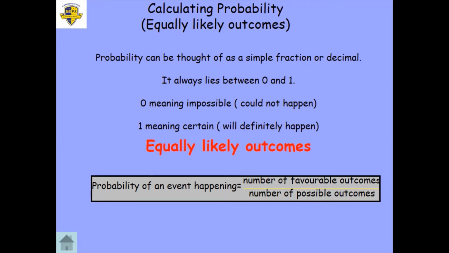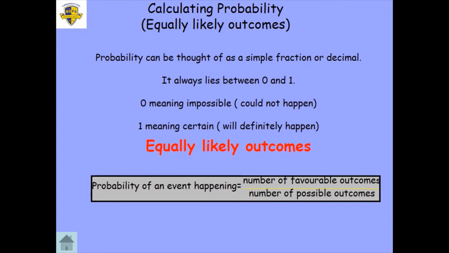Our lesson today is equally likely outcomes. For some simple activities or events, such as spinning a coin, throwing a dice, or picking a card from a bag, there are various results or outcomes that are all equally likely. What's the meaning of equally likely? Equally likely means all of them have the same chance of occurrence. For example, with a coin, the two outcomes are head and tail. With a dice, the numbers 1, 2, 3, 4, 5, and 6 are all equally likely outcomes. That means all of them have the same chance of occurrence.